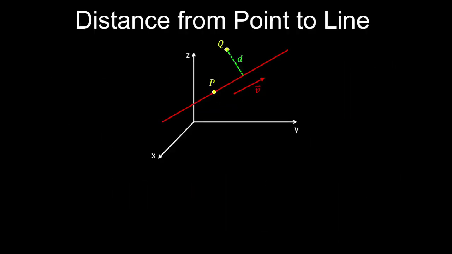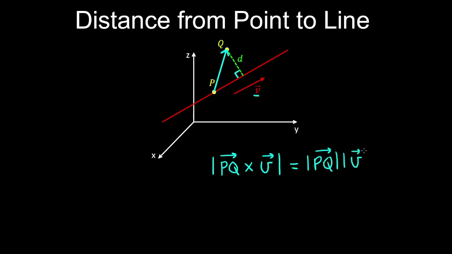We can determine a distance from a point to a line, being the shortest distance, using the vector cross product. So if we take a vector from point P to Q, which we call PQ, and a vector V describing this line, then the magnitude of the cross product between PQ and the vector V is equal to the magnitude of PQ by the magnitude of V by the sine of the angle between the two vectors, which is this angle over here.